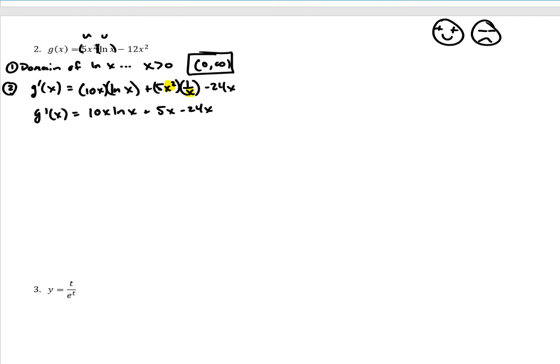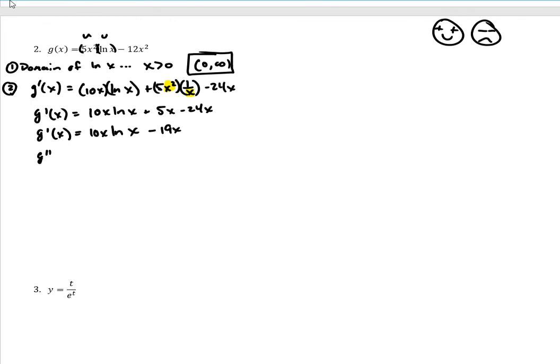Okay, and so here we see we've got like terms now. So g prime of x is 10x natural log of x minus 19x. All right, so this is our derivative, but we need the second derivative because it's concavity.